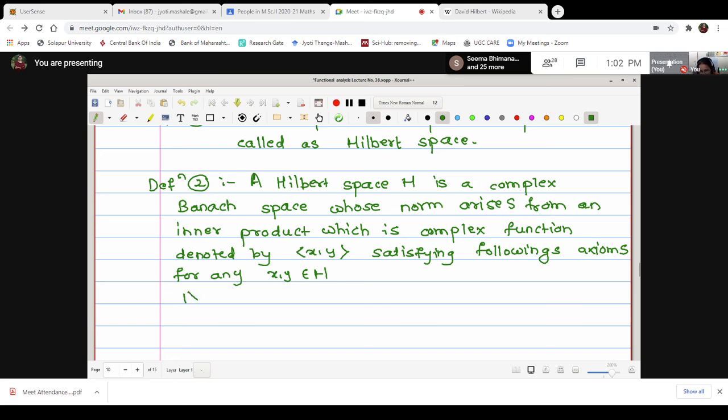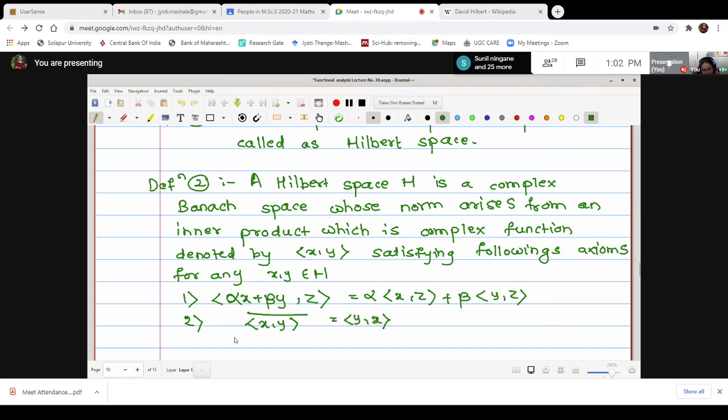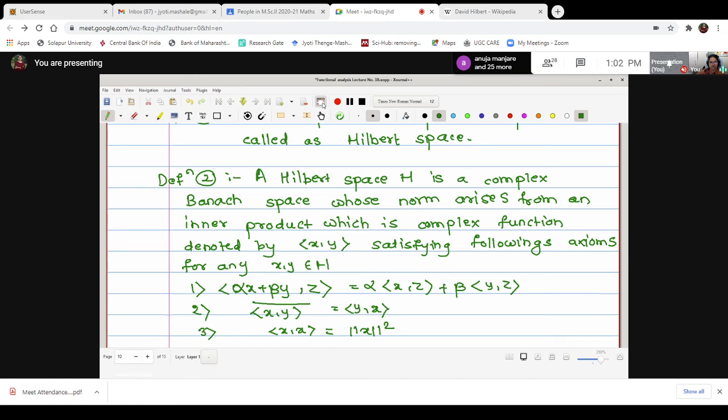First axiom is inner product alpha x plus beta y with z is alpha times inner product x with z plus beta times inner product y with z. Second, conjugate of inner product xy is inner product y with x. Third, inner product xx is norm square of x. This is the alternative definition of the Hilbert space.